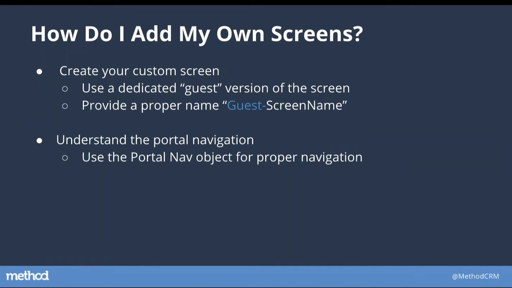So the next question, we've talked about how do I tweak the existing pages that Method offers. Okay, great. You're probably asking, well, how do I add my own screens? So can I add my own screens to this? And the answer is absolutely yes. In order to do this, you have to create your custom app or custom screen in one of our existing apps, and you have to use a dedicated guest version of that screen is what we recommend.